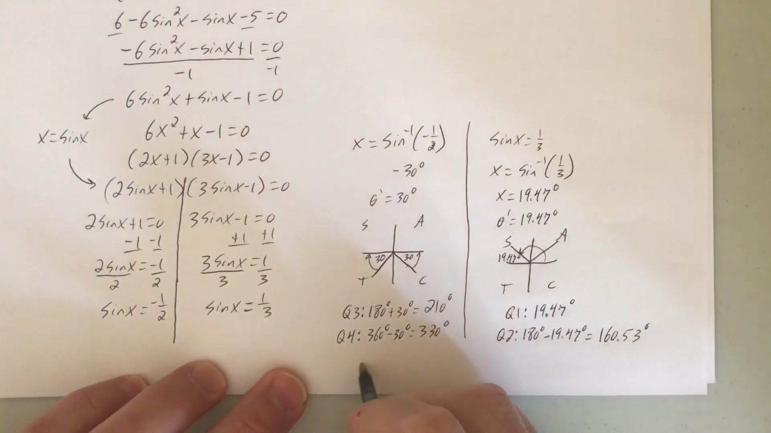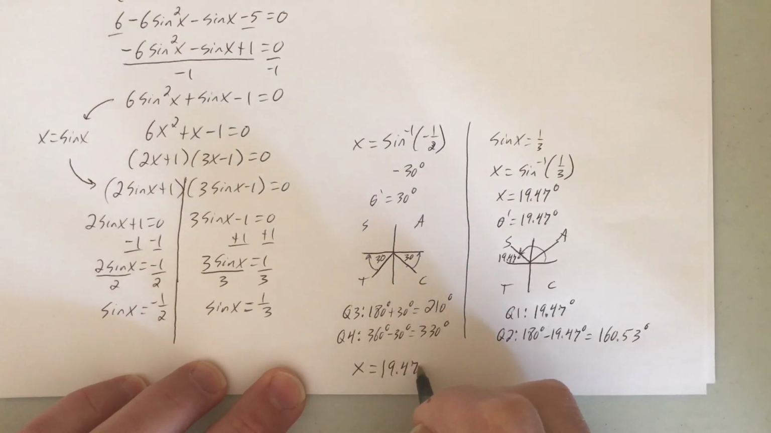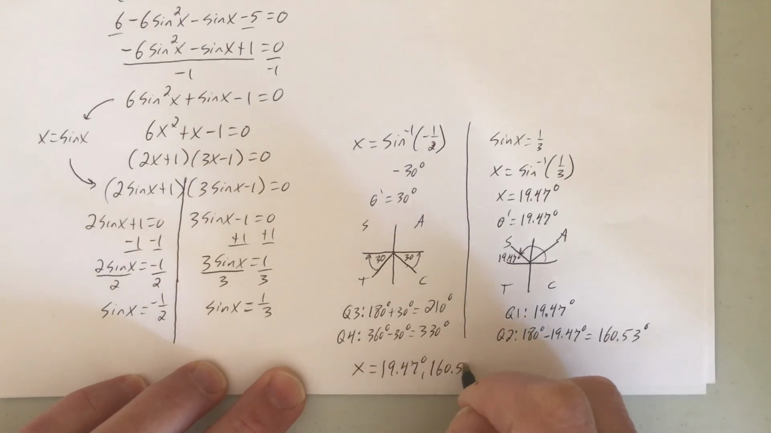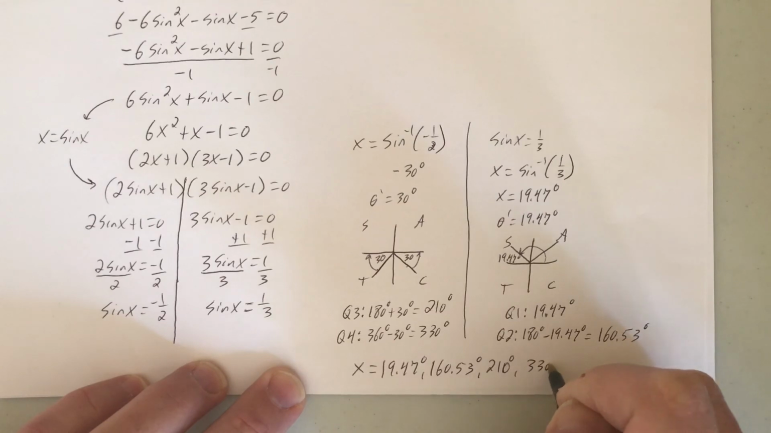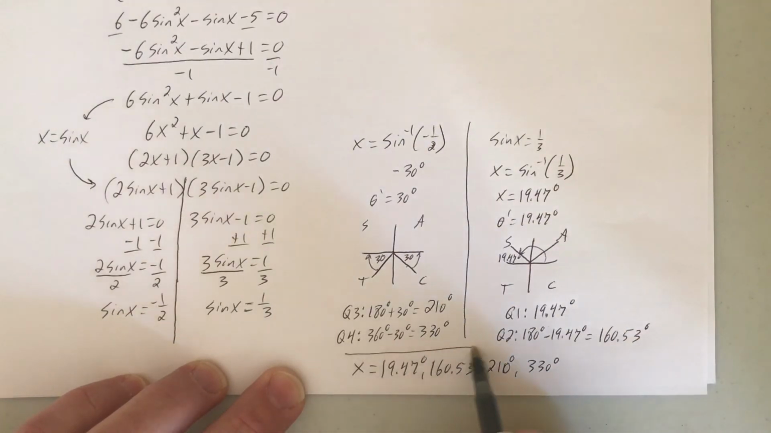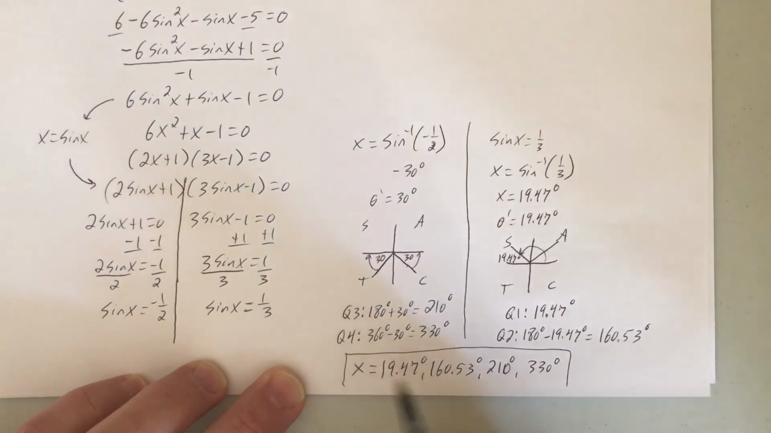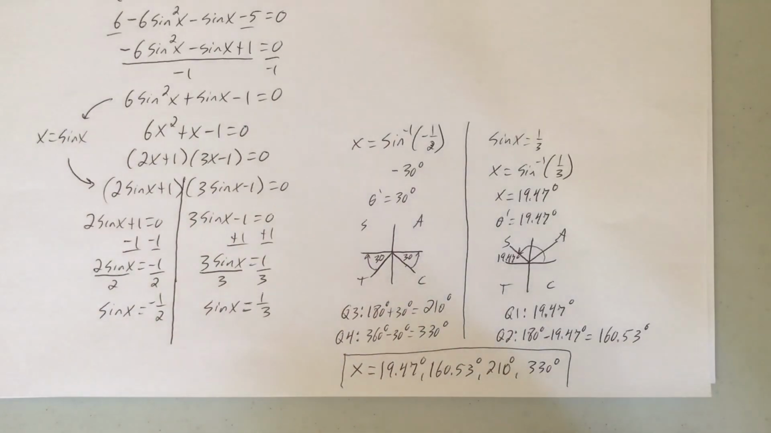So basically x is equal to 19.47 degrees, 160.53 degrees, 210 degrees, and 330 degrees. And that is our final answer. All right, so we'll go ahead and take a look at number 18 next.